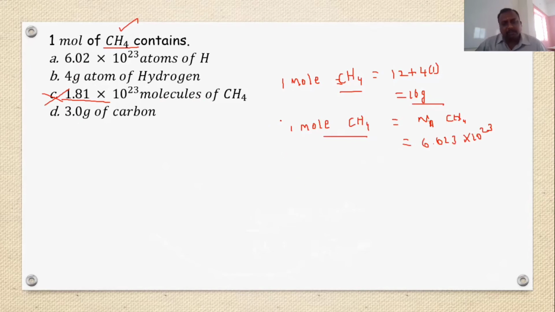சரி, வேற என்ன நம்ம எடுத்துக்கலாம் அப்படின்னு சொல்லிச்சுனா ஒரு molecule of CH4 ல வந்து 4 hydrogen atoms இருக்கு. So what is the weight of a hydrogen? 4 gram. 12 gram for carbon and 4 gram for hydrogen. So 4 gram of hydrogen atom is present here. So 1 mole of CH4 contains 4 gram of hydrogen. So this is the answer. Option 3 gram of carbon, it is wrong.